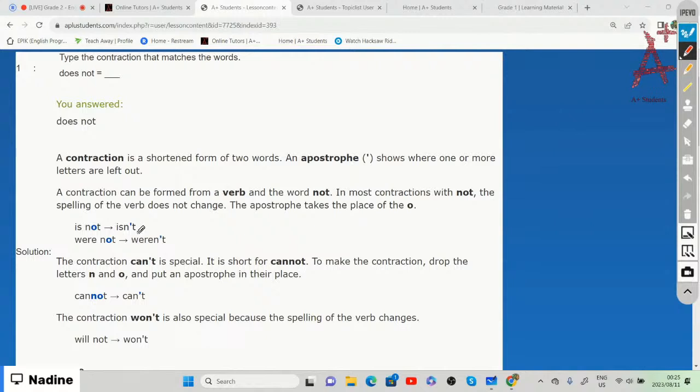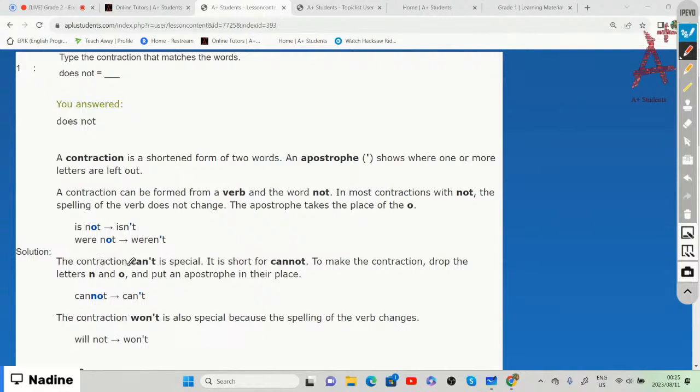Were not, right? And were not is weren't. And we put the apostrophe in the place of the O that was left out.